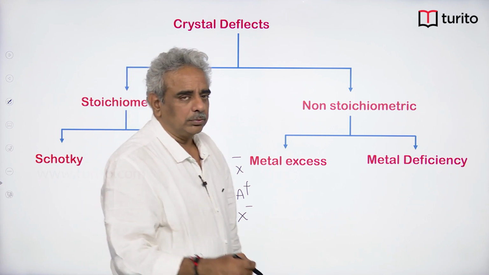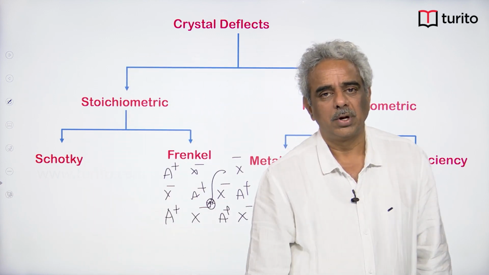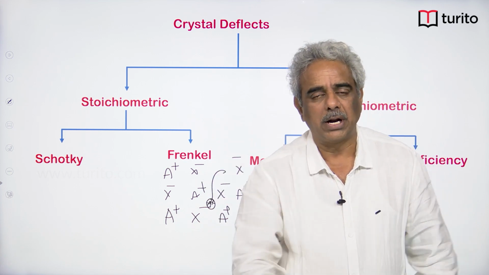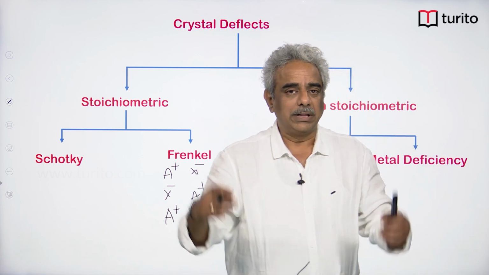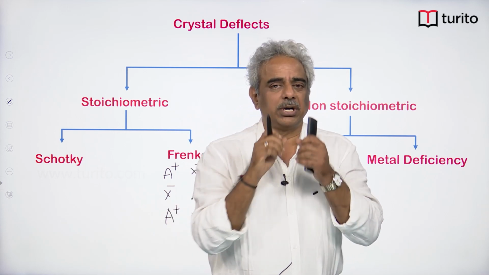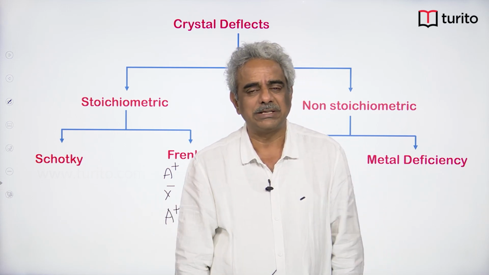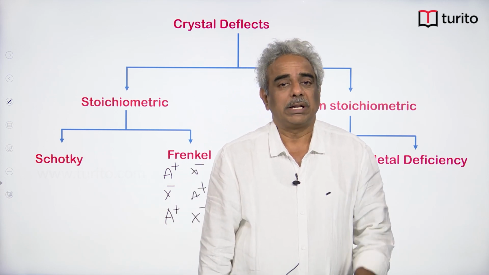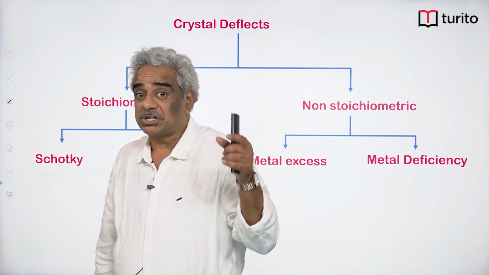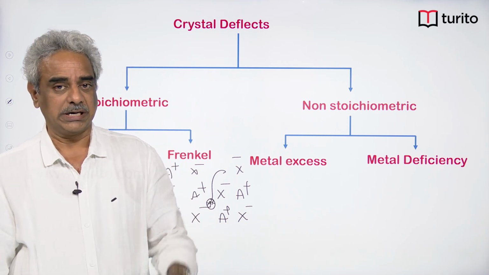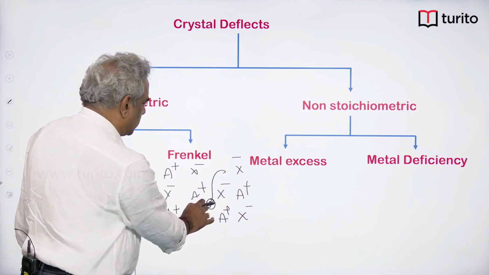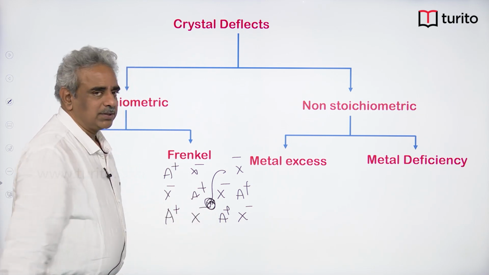It slides down. Do not think that within the crystal the ion is slipping down. While the crystal is formed, instead of sitting in one particular place, A plus has settled in some other place. What is that other place? It is an interstitial site. In an interstitial site it has settled. So, it is present in an unusual place.